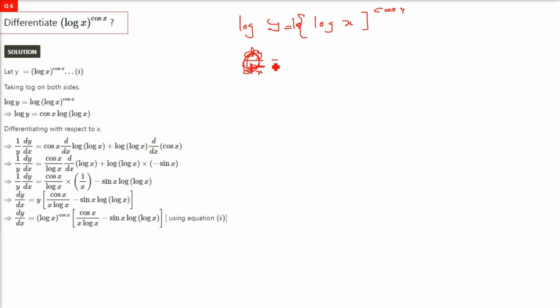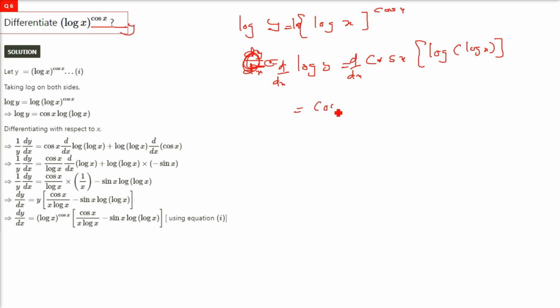So log will take, log y is equal to cos x in front, then log of log x. Log of log x we have already done just now. So then the next step will be differentiation of both the sides. So d by dx of log y is 1 by y dy by dx, and the right hand side d by dx we have two terms, so we'll apply the product rule. So we'll take the cos x outside.